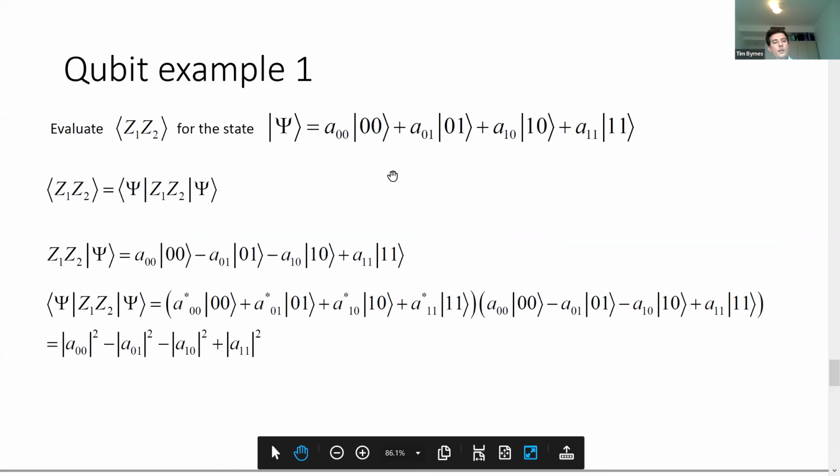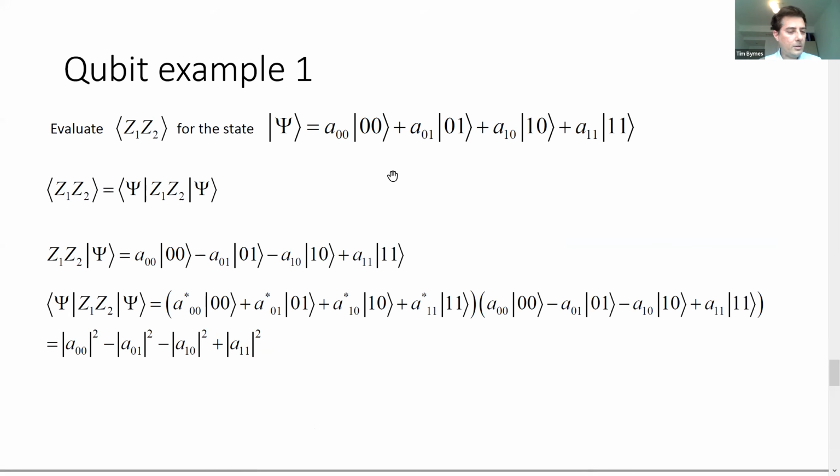All right, so then let's look at a couple of examples of calculating observables, because this is a pretty standard and important thing that you need to be able to do. So let's just make sure that you can do it.